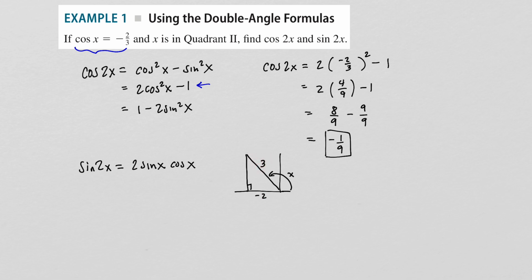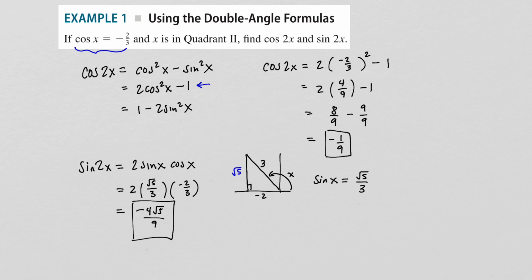And then we can find the missing side here by using the Pythagorean identity. And I'll skip the work on this, but this is going to end up being the square root of 5. And now you can see that the sine of this angle is radical 5 over 3. So now we can find the sine of 2x by multiplying 2 times the sine of x, which is radical 5 over 3, times the cosine of x, which is negative 2/3. And if we do the math here, 2 times radical 5 times negative 2 is negative 4 radical 5, over 3 times 3 is 9.